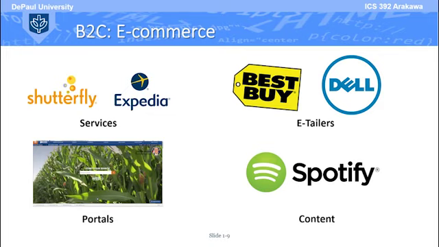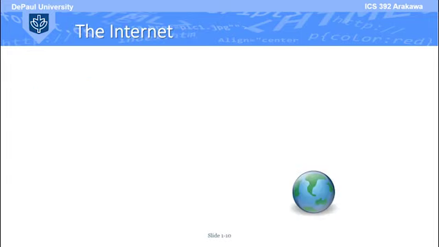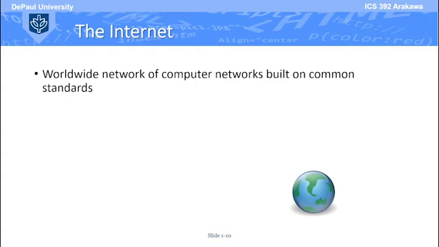We're going to introduce some of the chapters that we're going to talk about a little bit later in the course. So we're going to go through this kind of quickly because Chapter 3 is going to talk about the Internet. The Internet is a worldwide network of computer networks built on common standards, and we'll talk about those. It is TCP/IP, and then also the standard of HTML. It was created in the late 1960s.